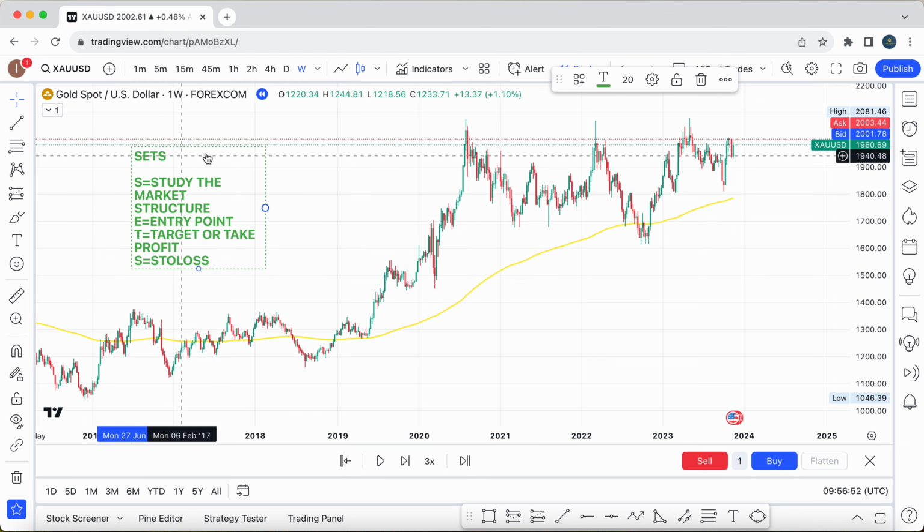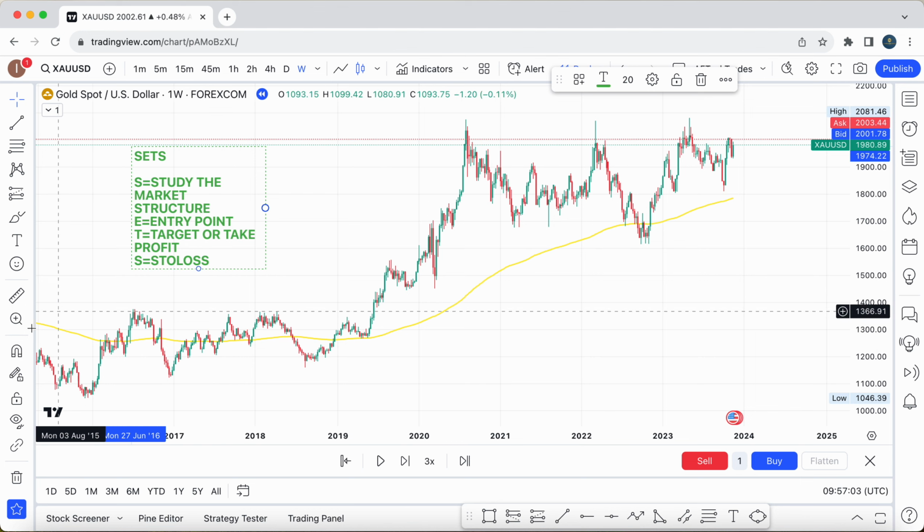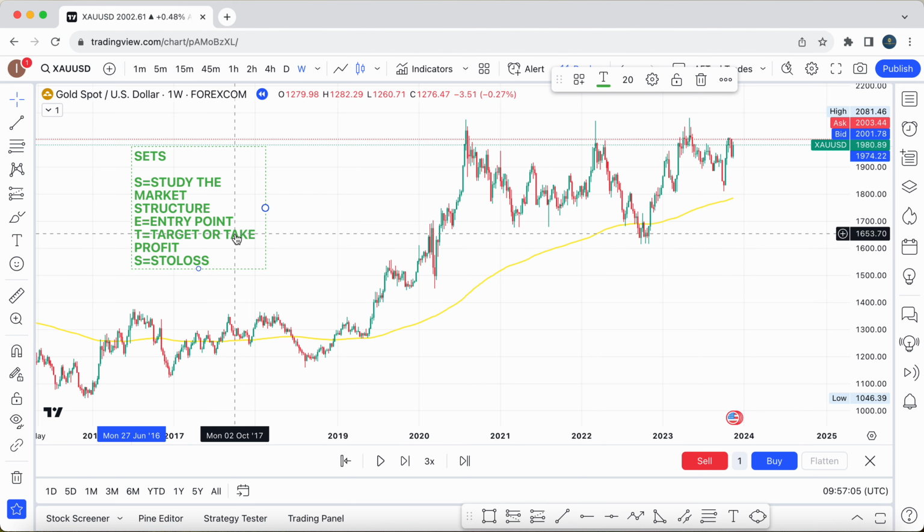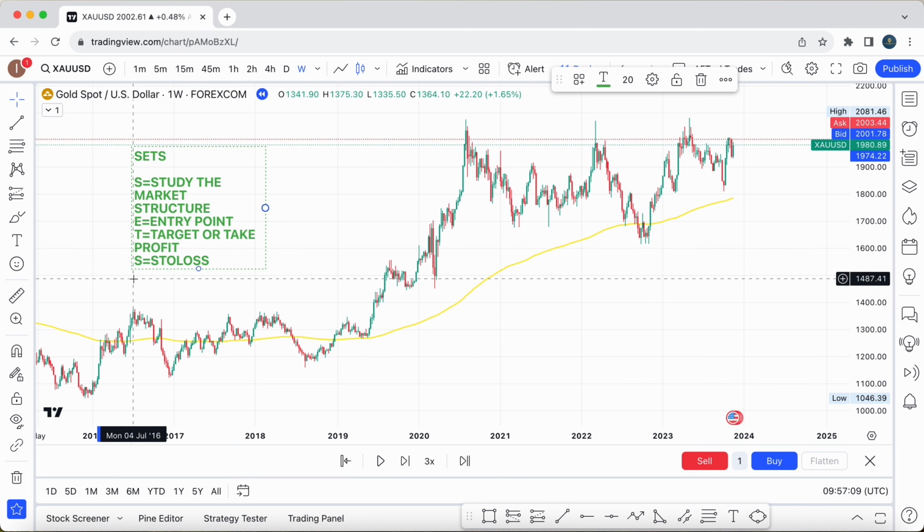I call this strategy SETS. The S means you have to study the market structure. You don't just jump into the market without studying the market structure. The E means your entry point. The T means target or your take profit. And the S means your stop loss.